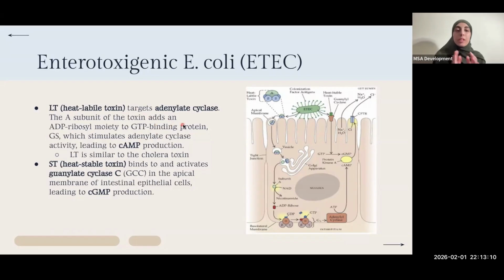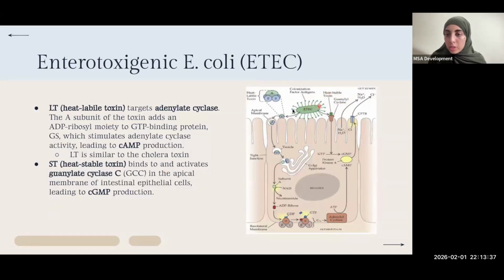So the heat labile toxin of ETEC targets adenylate cyclase, leading to production of cyclic AMP, leading to the release of electrolytes. While the heat stable toxin, on the other hand, targets guanylate cyclase C, okay, leading to the production of cyclic GMP, and then you get a similar kind of endpoint, which is electrolytes going into the lumen.